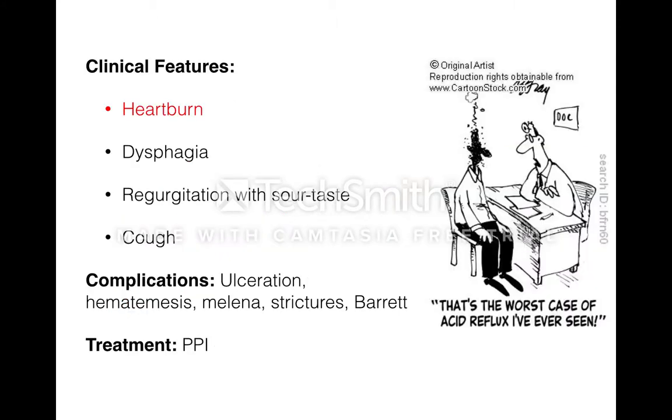Patients will present with primarily heartburn, difficulty swallowing, they can get regurgitation with a sour taste, and a very common presentation is actually just a prolonged cough, a cough that's been going on for a long time. More severe complications can include ulceration with hematemesis or melena, and you can also get formation of strictures or Barrett's, which is intestinal metaplasia of the esophagus. Treatment is going to be with a PPI.